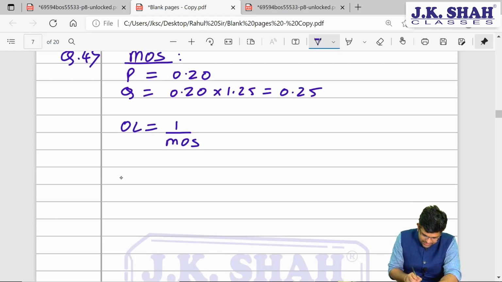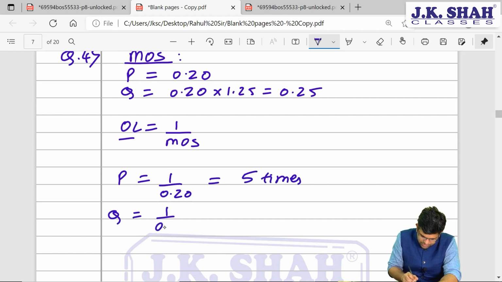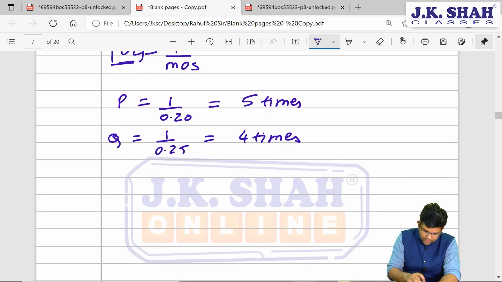So students, can I say for P the operating leverage will be 1 upon 0.2, that is 5 times, and for Q it will be 1 upon 0.25, that is 4 times. Everyone clear? So we got the operating leverage for both the companies.